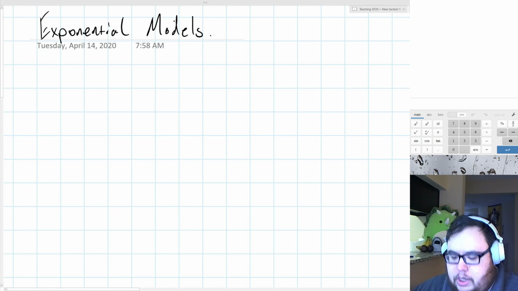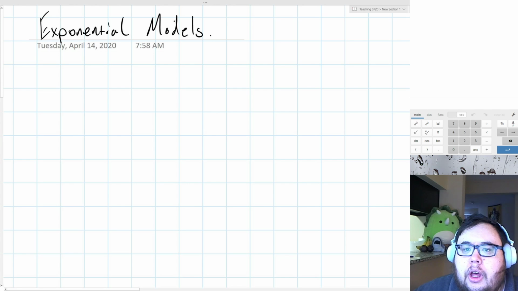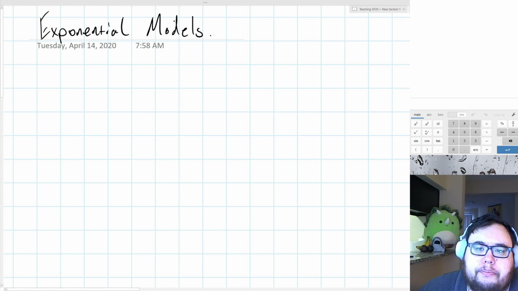Okay, let's go ahead and get started. So today we're going to talk about the last topic in this section on exponential growth and logarithms. Today we're going to be talking about modeling things using exponential functions.